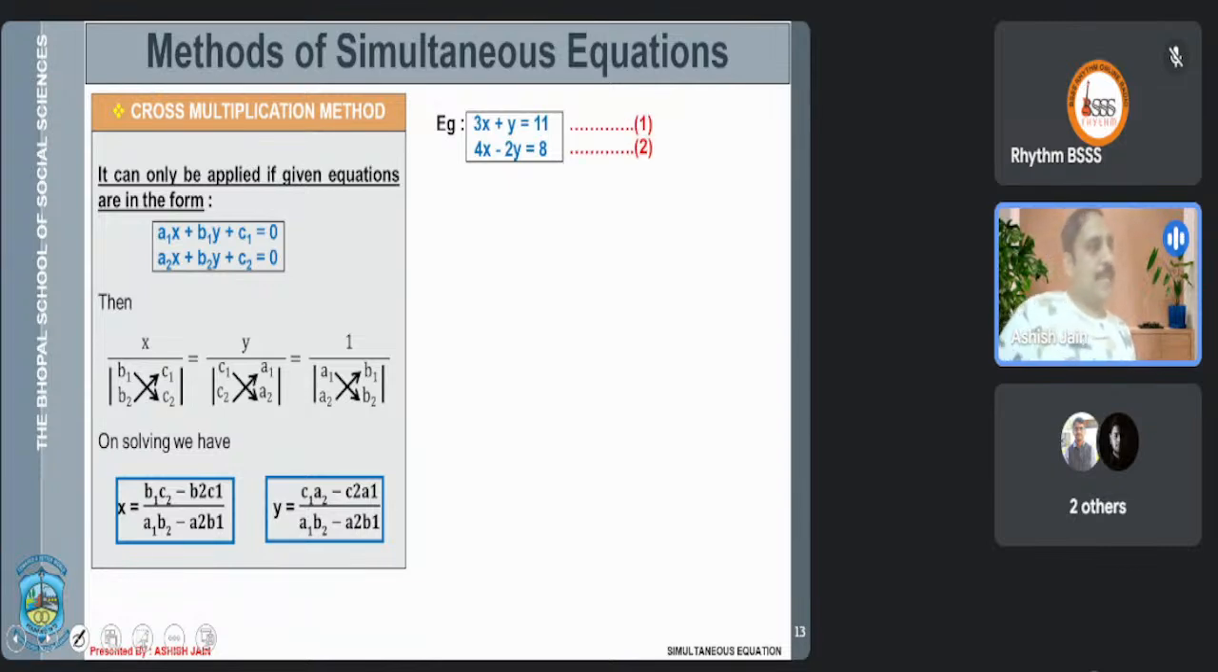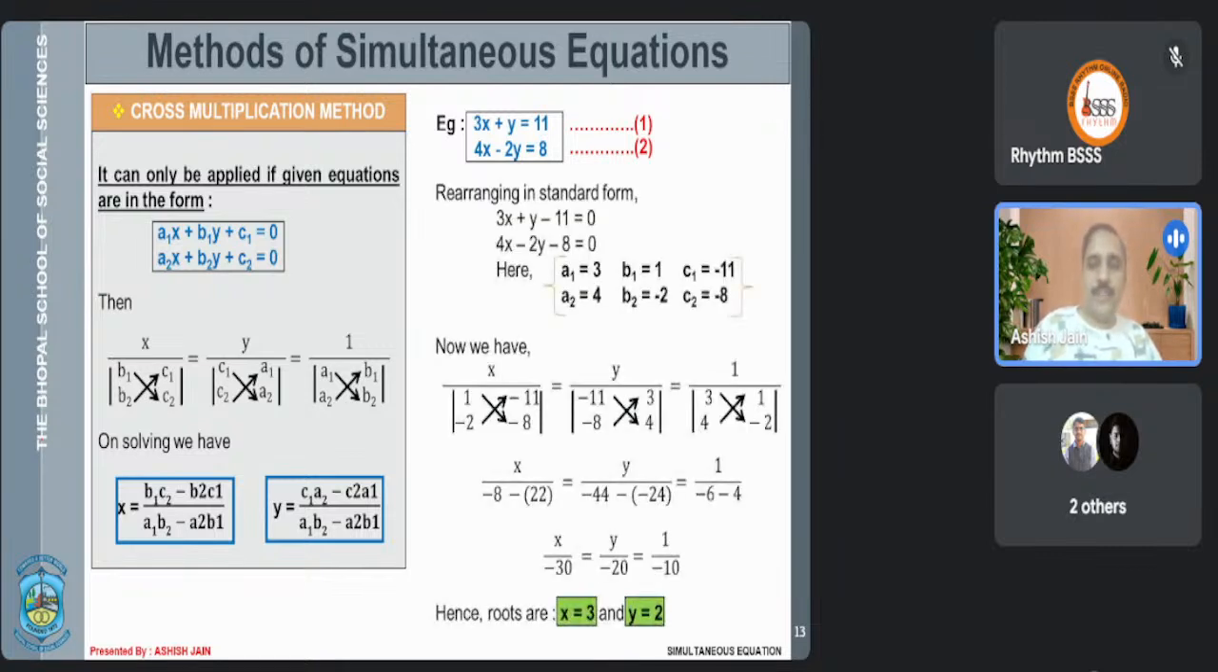Now, to apply simultaneous equation, that means to apply the cross multiplication method, we see that this equation is not in the standard form. Our equation should be in the form of a1x plus b1y plus c1 equal to 0 and a2x plus b2y plus c2 equal to 0. But this given equation is not in that form, so we write it in this form.